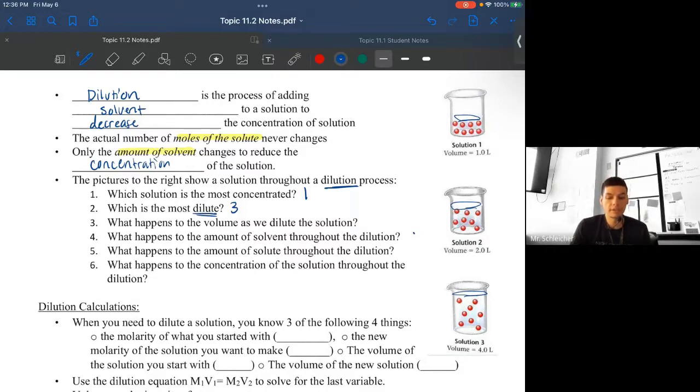So notice solution 1, solution 2, solution 3. As you dilute it, it becomes solution 2. Then we go to solution 3 as we dilute it the most. So what's happening to the volume as we go from 1 to 3? Does it increase or decrease? It's increasing. We're increasing the volume.